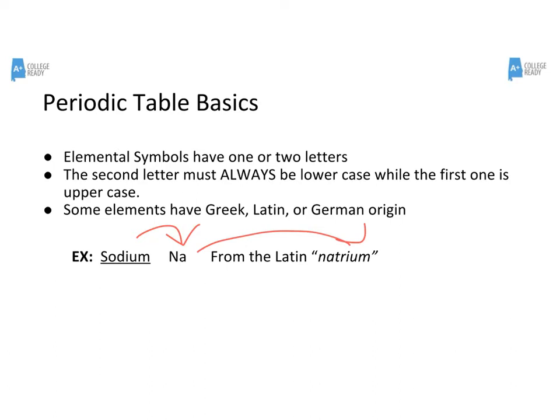Some other commonly used elements that have different word origin include potassium, whose symbol is K, gold, whose symbol is Au, silver, whose symbol is Ag, iron, symbol is Fe, and tin, symbol is Sn.